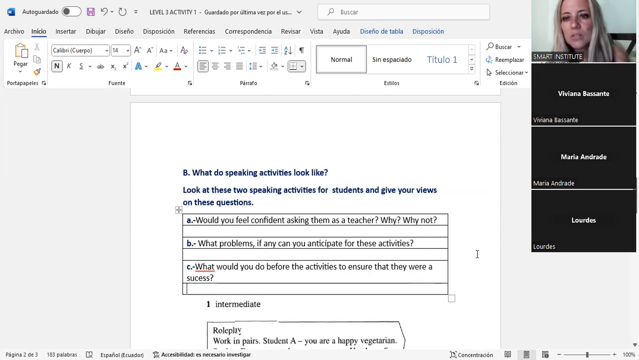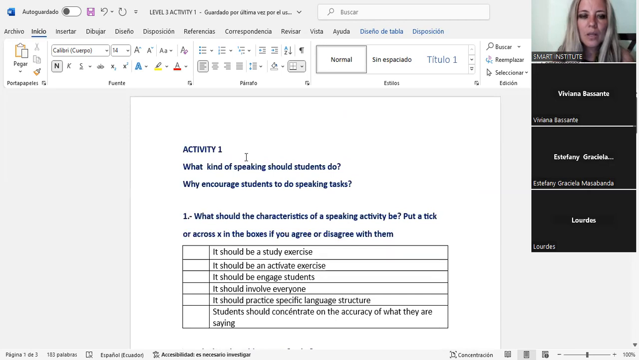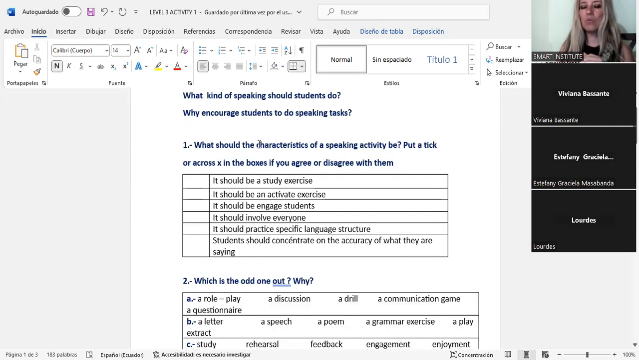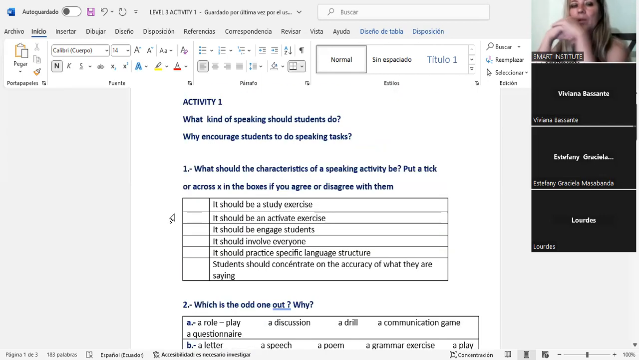Can you see my screen there, students? Maria, Lourdes, yes, I can see. Okay, so answer the first question. What kind of speaking should a student do? Then why encourage a student to do a speaking task? Do it, and then you're going to tell me, okay? You have maybe 20 minutes. Let me know when you finish the first part, activity one.